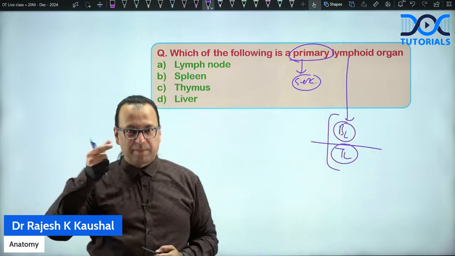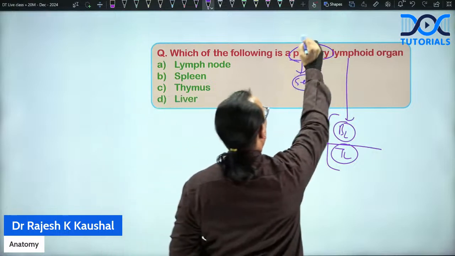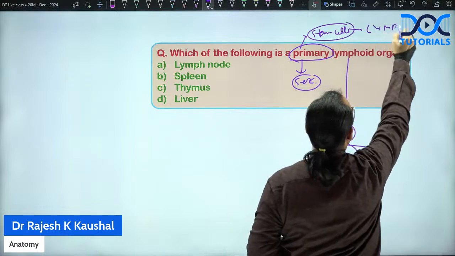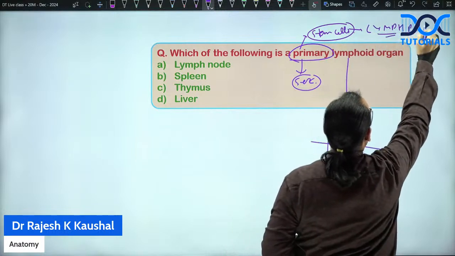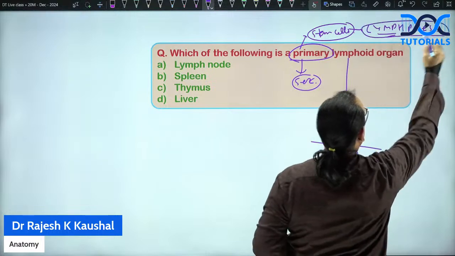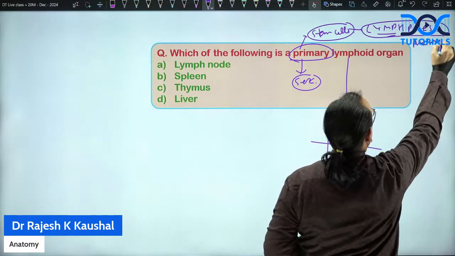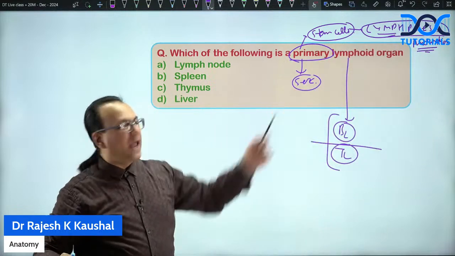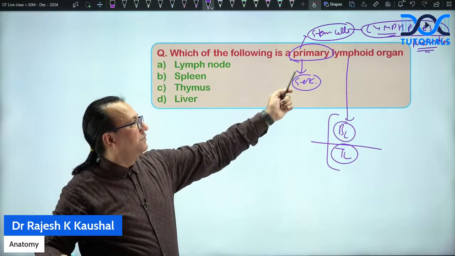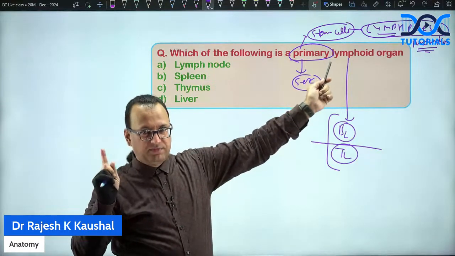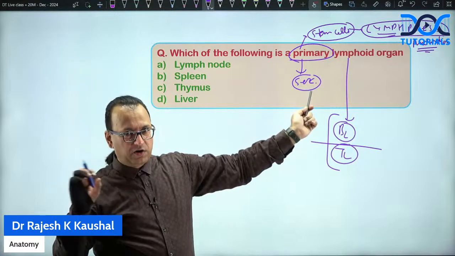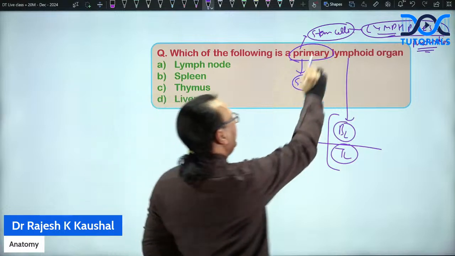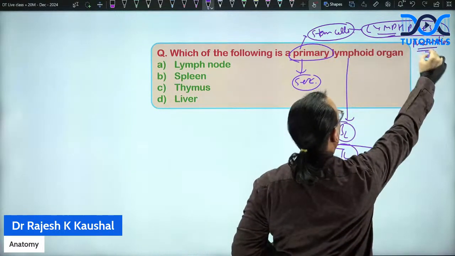Now, what is the difference between primary and secondary? Primary lymphoid organs will have stem cells and they'll be involved in lymphopoiesis. Lymphopoiesis means they will be making the lymphocytes. Basically, formation and maturation occurs in the primary lymphoid organ. I'll repeat. Primary lymphoid organ will have stem cells, secondary will not have. Secondary lymphoid organs don't have stem cells, so only primary can make lymphocytes. Primary have stem cells, are involved in lymphopoiesis and are for maturation.